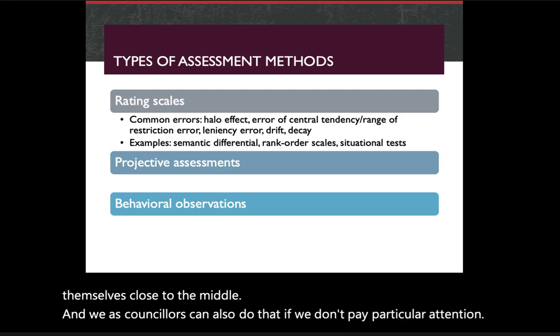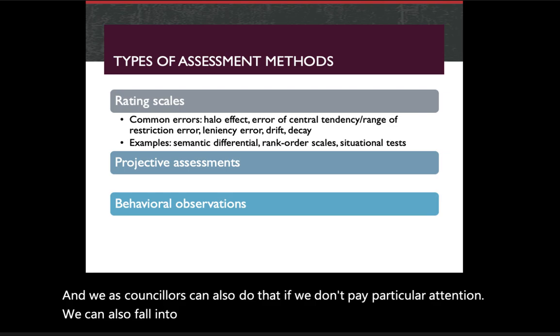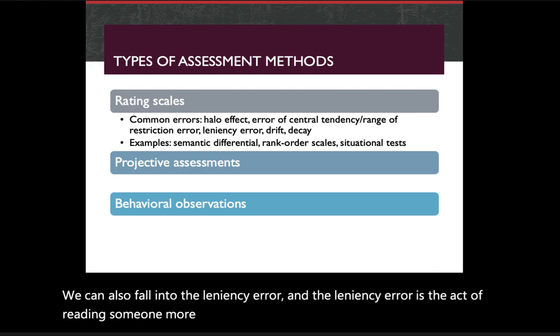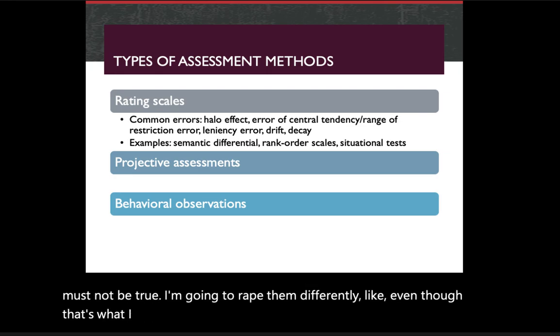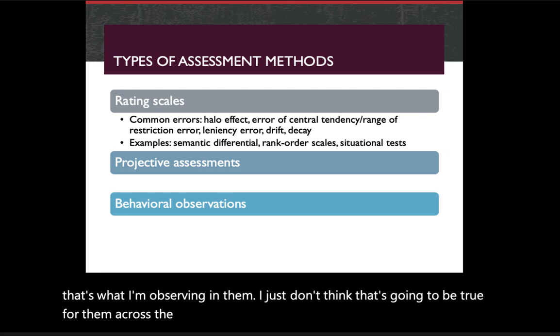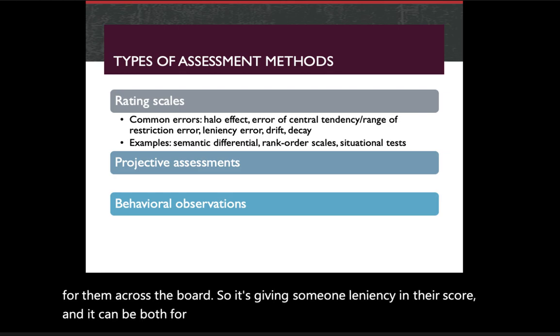We can also fall into the leniency error. The leniency error is the act of rating someone more favorably than is valid. So saying, oh, that score must not be true, I'm going to rate them differently. Even though that's what I'm observing in them, I just don't think that's going to be true for them across the board. So it's giving someone leniency in their score, and it can be both for positive and for negative.